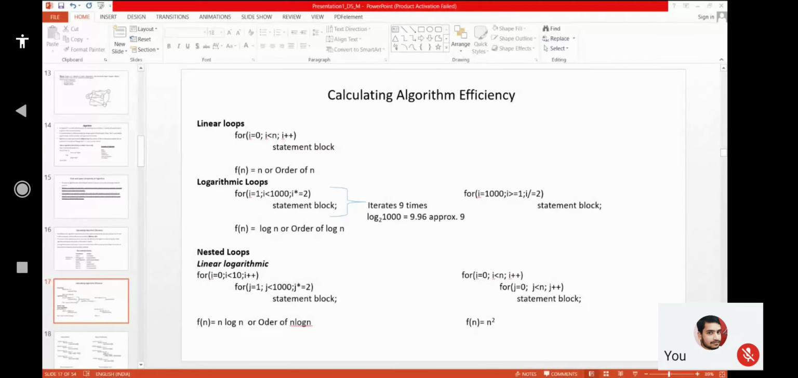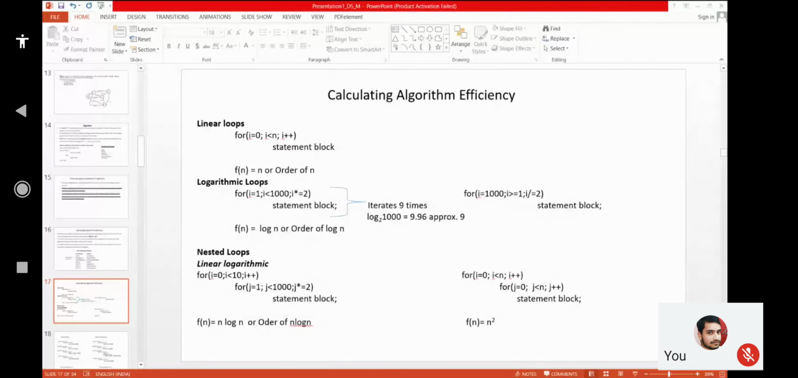So here the time complexity is log n, log n base 2. Again I am repeating, here the time complexity is log 1000 base 2, or log n. So how many times it will iterate? It will iterate maximum log n times. The same thing is true for division also.